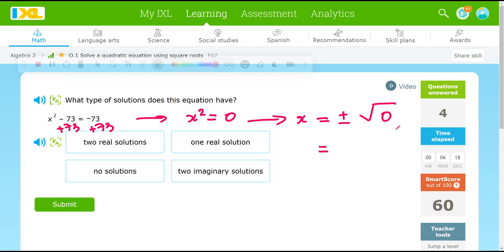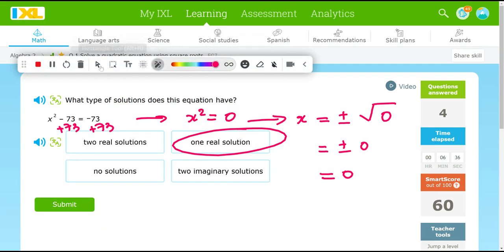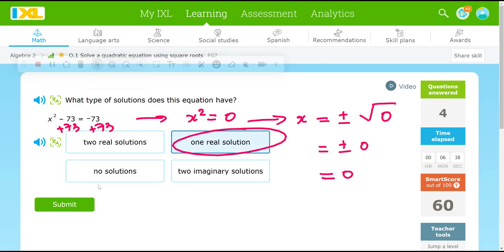Okay, but 0, when you take the square root, it comes out 0. But plus 0 and minus 0, is it the same 0? So you have only one answer. Okay, so one real solution, that's it. So I would click on one real solution and submit, and then I'm done.